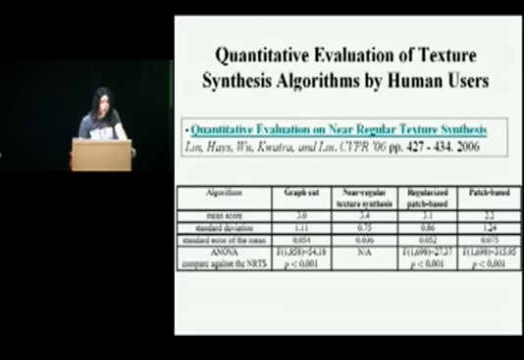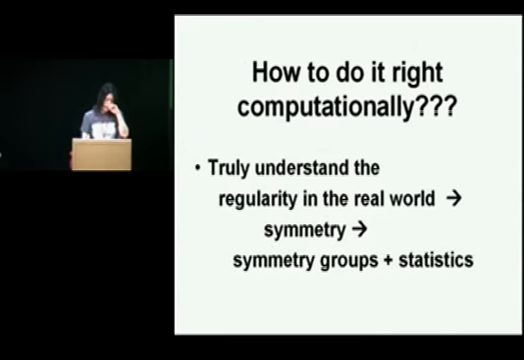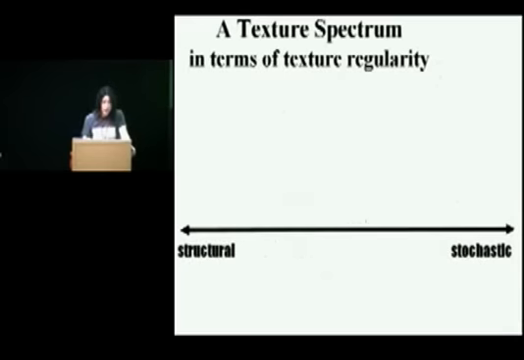Basically, we compared four different kinds of algorithms and let the users do the comparison. And the results statistically tell us very clearly that people do know the difference between the algorithm that's faithful to the regularity versus those general purpose texture synthesis algorithms. So how do we do things right? I would argue that ultimately we need understanding, not just local properties and statistical signals. We actually have to understand regularity, and that will lead to symmetry and symmetry groups, and perhaps more precisely, a marriage between symmetry group theory and statistical theory.